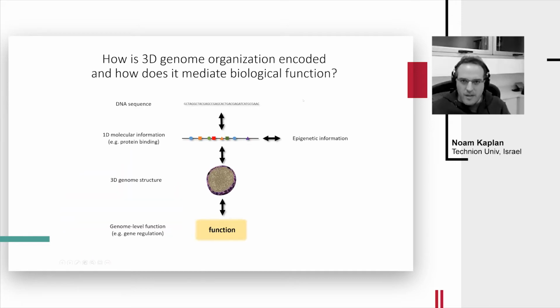In general, if I needed to state in one sentence what we're interested in, it is how the 3D genome organization is encoded or specified, and what it does in terms of biological function. A very oversimplified scheme would be something like this, where the DNA sequence specifies the binding of different molecules. You have one-dimensional information, perhaps additional epigenetic information. This somehow specifies the 3D genome structure, and this has something to do with function.